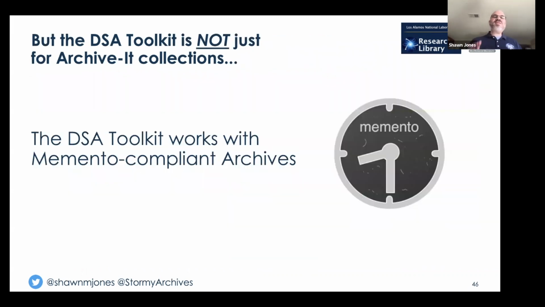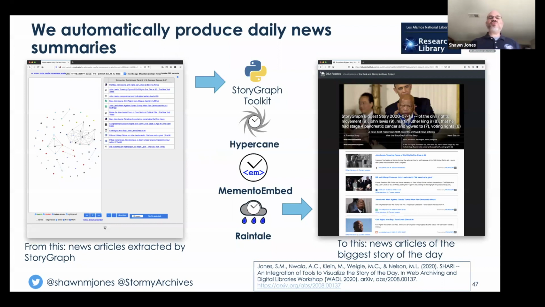But the DSA toolkit is not just for archival collections. We're very concerned about interoperability. And the DSA toolkit works with memento compliant archives. Thus, we can do other things, like we can automatically produce daily news summaries. We can extract news articles with tools like Storygraph, feed it through the process, and then produce this, a summary pulled from mementos that were created that day of the biggest news story of the day.